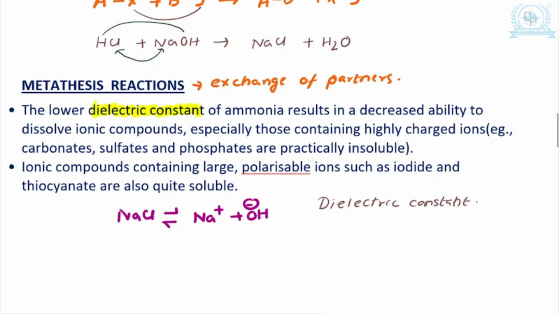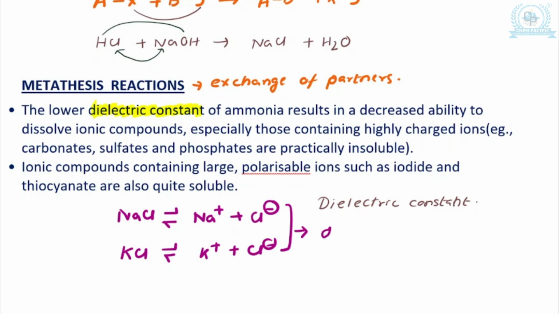If you take NaCl, or if you take KCl, for example, KCl will get dissociated into K+ and Cl-. Sorry, I had written OH minus. K+ and Cl-. Now how will it get dissociated? The solvent must have that capacity to break the ionic bond between K+ and Cl-. Both of them can be dissociated by water and they get dissolved in water.